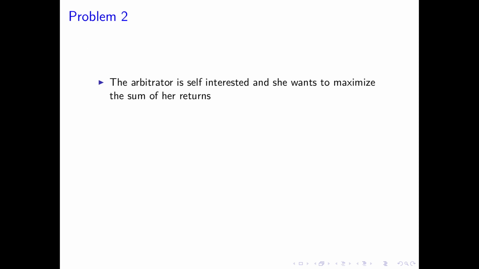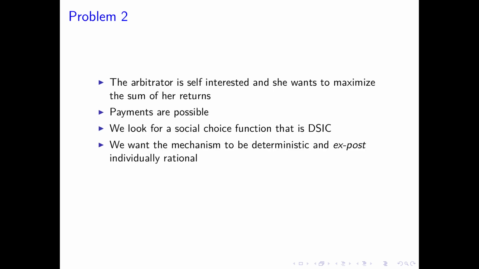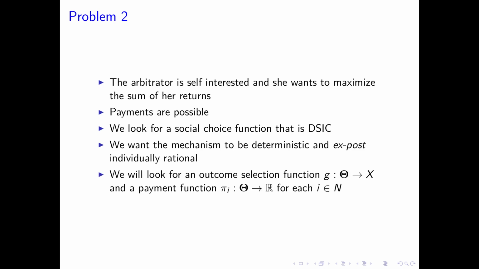This time the arbitrator is self-interested and wants to maximize the sum of the payments she gets. Therefore, payments are possible. And moreover, we want a social choice function that is dominant strategy incentive compatible. The mechanism has to be deterministic and ex post individually rational. This time we look for two functions, an outcome selection function G and a payment function pi that associates payments to each pair of reported types.